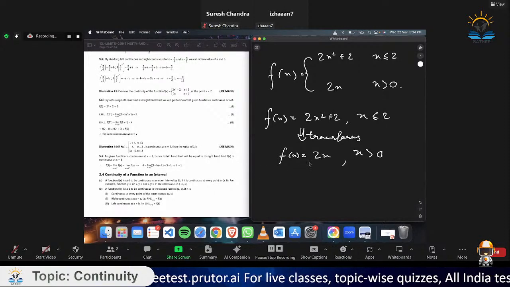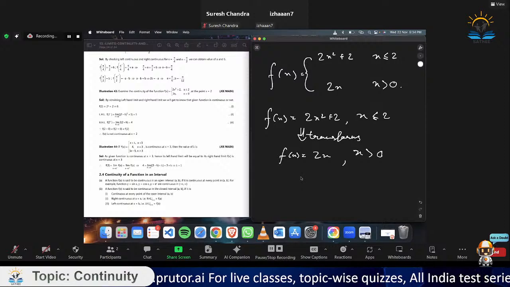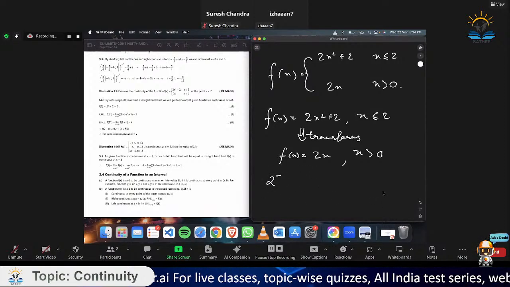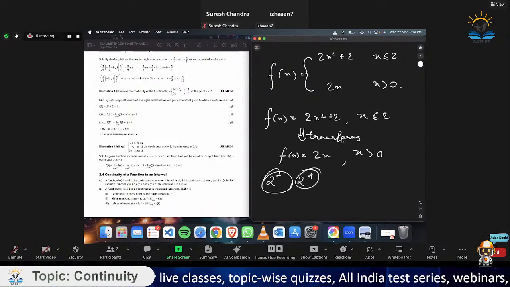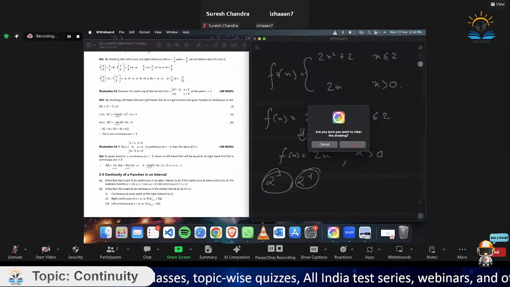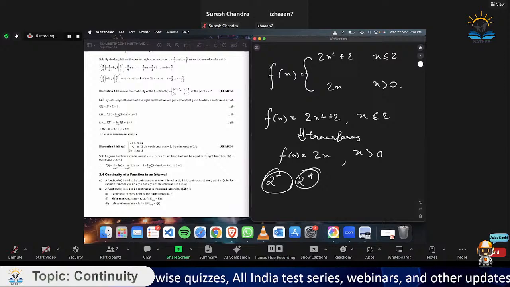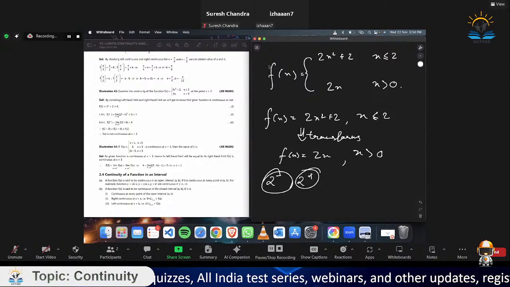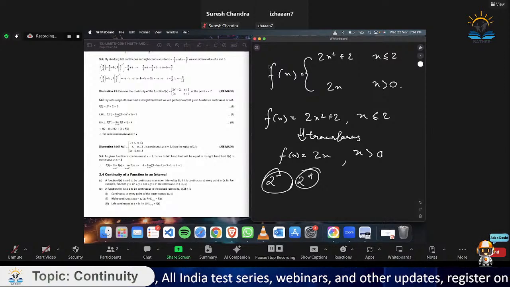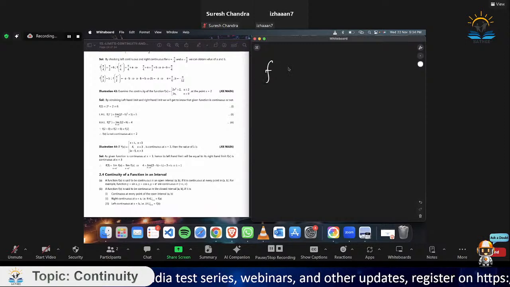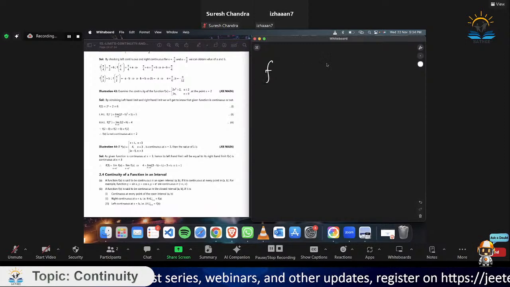So at x equals 2, you have to approach from 2 minus and 2 plus, and you just have to equate the LHL and RHL. Simple enough. So first of all, if I approach from 2 minus, I'll use 2x squared plus 2, and putting in the value 2, that is 8 plus 2, which is 10.